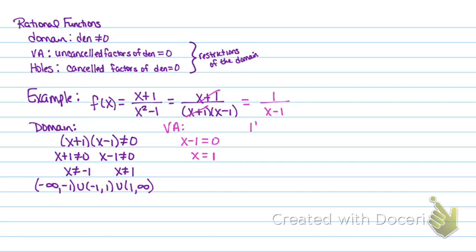But then we have to check for holes. Holes are your canceled factors of that denominator. Did anything cancel? The x plus 1. Set it equal to 0. Move the 1 over. So we get a hole at x equals negative 1. Now a hole is going to be an ordered pair. So I know my x is negative 1. How do you find the y value if you know the x value?